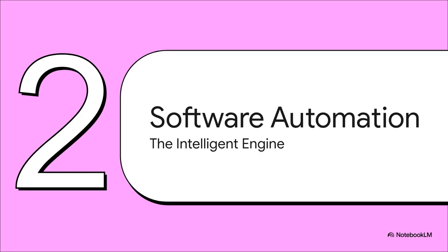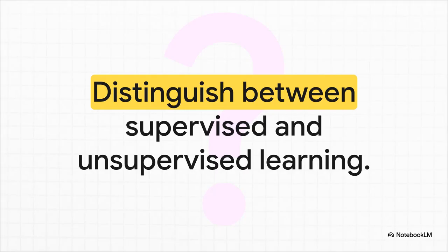So once a system knows who you are and what you're allowed to touch, it can start doing some really smart work. And that leads us perfectly into our next section, software automation. This is the intelligent engine that makes modern software feel, well, magical. Let's hit another common exam question, another 2-marker, this time on machine learning. We need to distinguish between supervised and unsupervised learning. And just like before, the name of the game is a crystal clear distinction backed up with good examples.